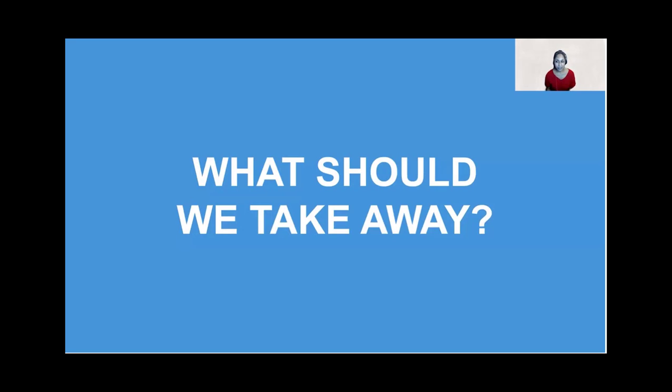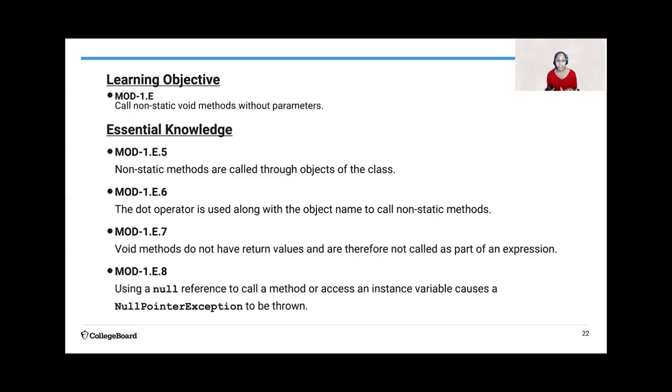So what do we take away from this? We now see how non-static methods are called through objects of our class. We see how to use the dot operator with our object name to call those non-static methods. We also see how void methods do not have return values. They just perform an action. So I wouldn't be able to turn around and use those in an expression.